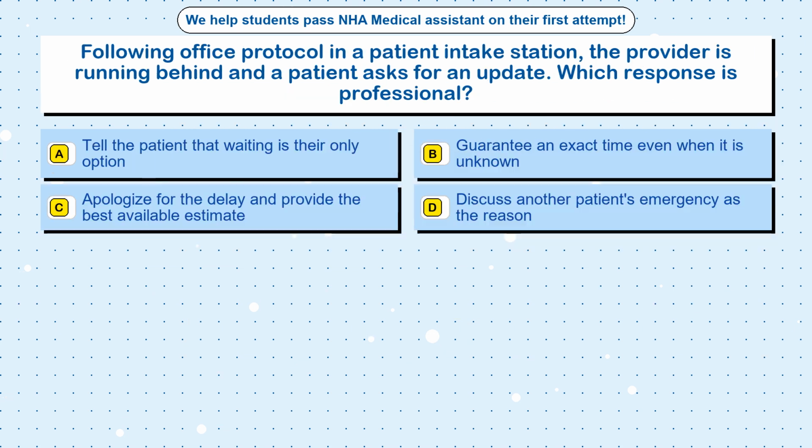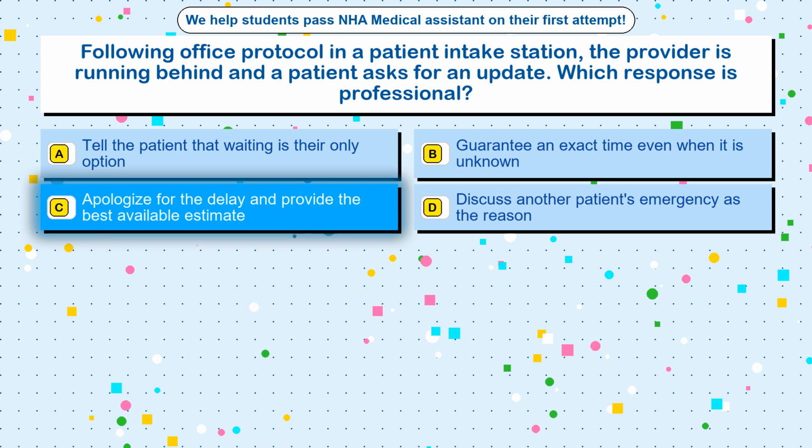Question 57. Following office protocol in a patient intake station, the provider is running behind and a patient asks for an update. Which response is professional? Option A, tell the patient that waiting is their only option. Option B, guarantee an exact time even when it is unknown. Option C, apologize for the delay and provide the best available estimate. Option D, discuss another patient's emergency as the reason. The correct answer is option C, apologize for the delay and provide the best available estimate.